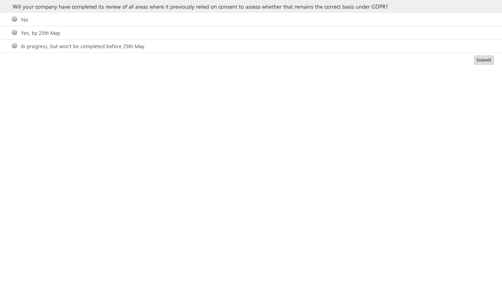So in terms of the first question, it looks as if a figure higher than I expected. Some 75% of you think that you will have made that assessment by the 25th of May and identified that correct basis. So I think that's quite encouraging. I don't think that figure would have been anywhere near that some months ago, maybe even more recent than that as well. But there's still a quarter of you, 25%, who believe that, whilst it's in progress, it won't be completed before the end of May. But great to see that there is such progress there.